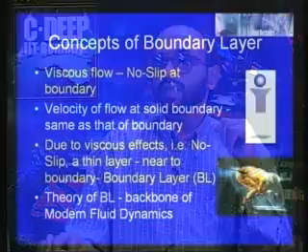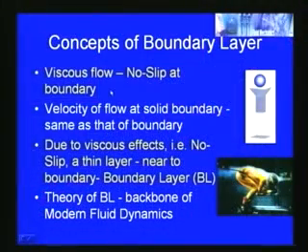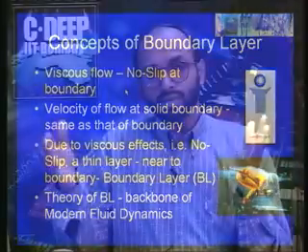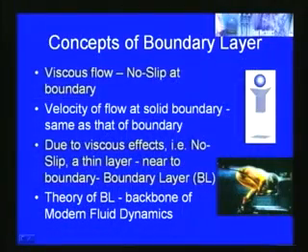As we have already seen in many cases, wherever viscous flow is there, there is a no slip condition at the boundary, and the velocity of flow at the solid boundary should be the same as that of the boundary. Due to this condition and the viscous effect, a thin layer near the boundary is generated. You can see in this figure that the thin layer here is generated, and this is called the boundary layer.